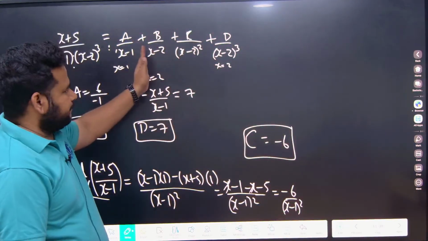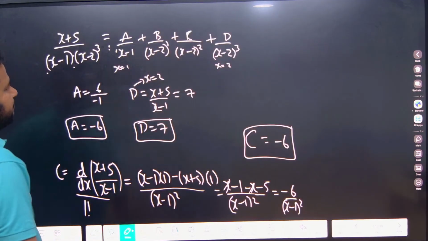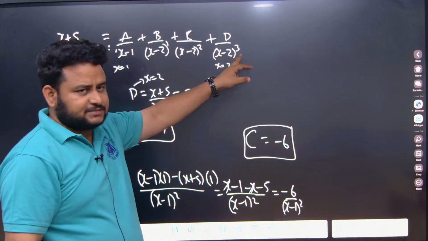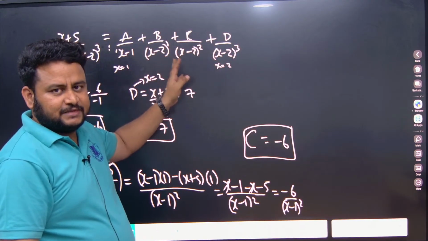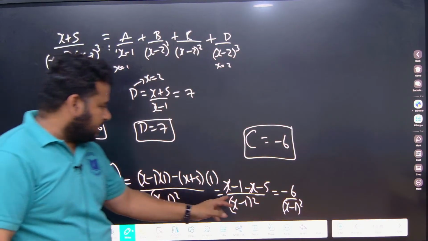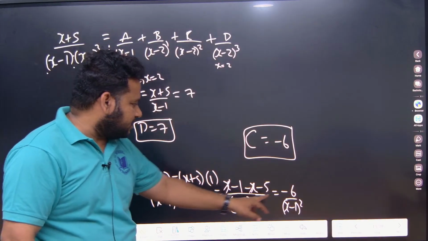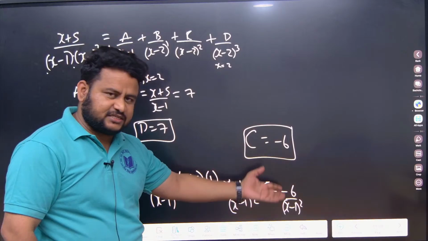Now come to B. So here I am having x minus 2 to the power of 1. So 3 was there earlier as the highest power. Now it is coming 1. So to come from 3 to 1, you have to decrease by 2. That means you have to differentiate twice. So already you have differentiated once. After differentiating this, what we got? We got minus 6 by x minus 1 whole square after differentiating one time. So we have to differentiate this again.